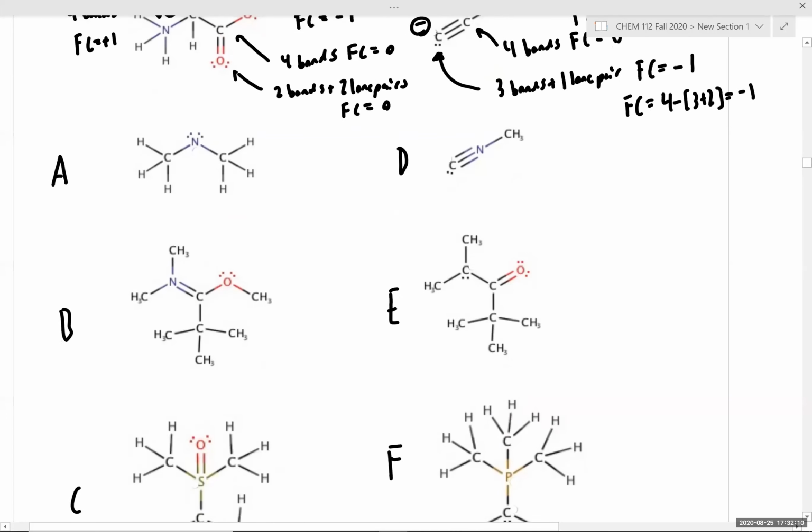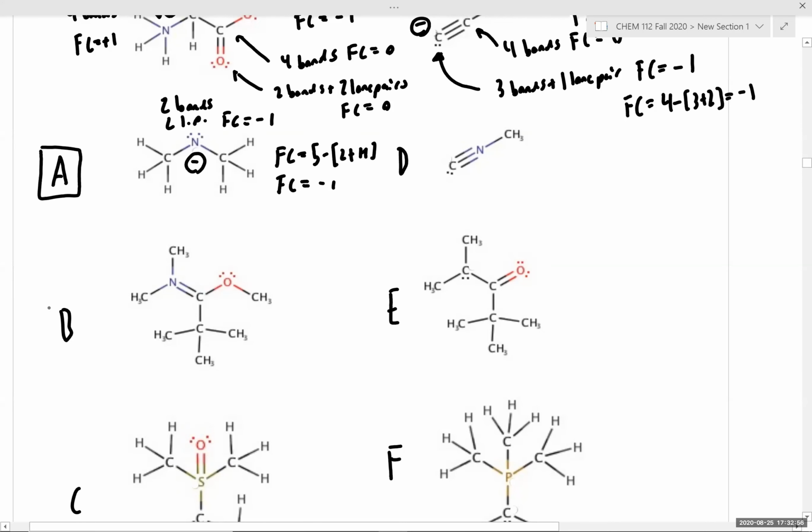So let's discuss these examples, and I'm going to have the class help me through this. In structure A, do we have any atoms with a non-zero formal charge? Nitrogen. Nitrogen, yep. Looking at nitrogen, we see nitrogen has 2 bonds and 2 lone pairs. That would give us a predicted formal charge of -1. We can justify this to ourselves using our formal charge equation of 5 minus 2 plus 4, which gives us a formal charge of -1.